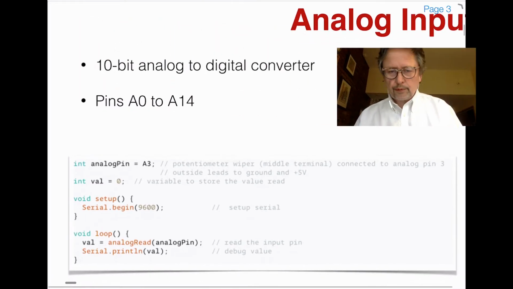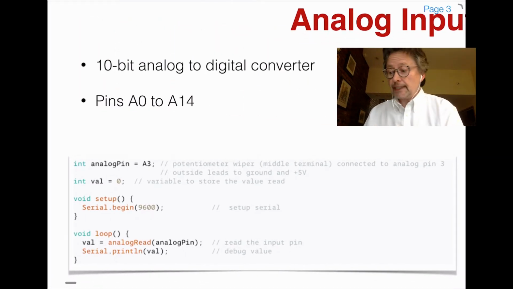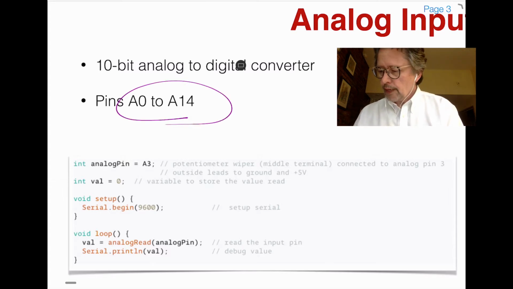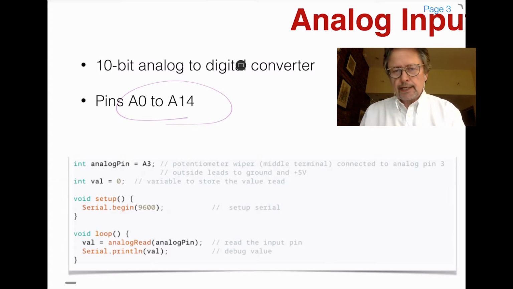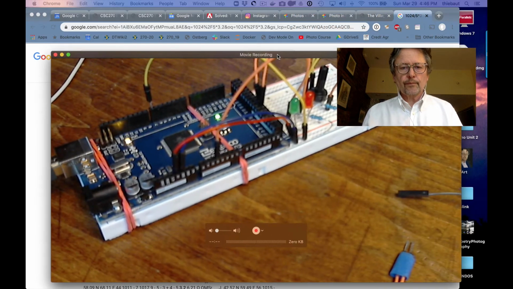So how do we program that? Well, fairly simply. We cannot use the digital pins that we were using before. We have to use analog pins, and there's several of them, 15 actually, available for us, and they're labeled A0 through A14.